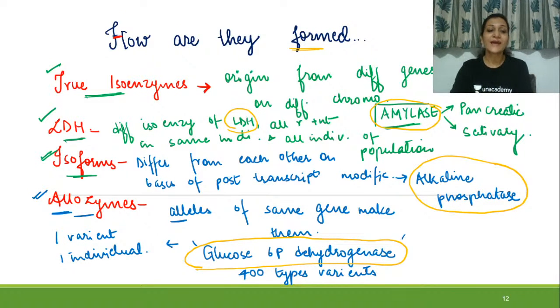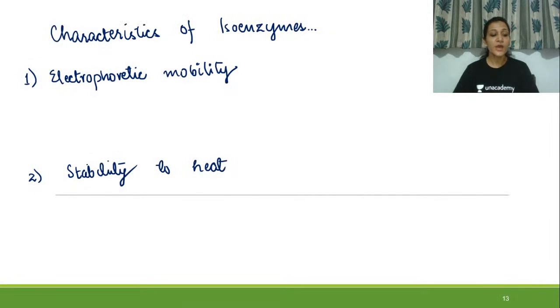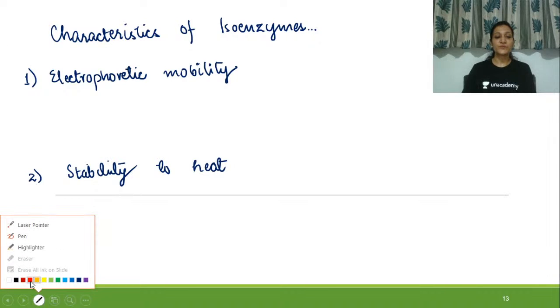Right? There are 4 characteristics. Now, coming to the characteristics of isoenzymes, or their properties. What are the properties of isoenzymes? First is electrophoretic mobility.